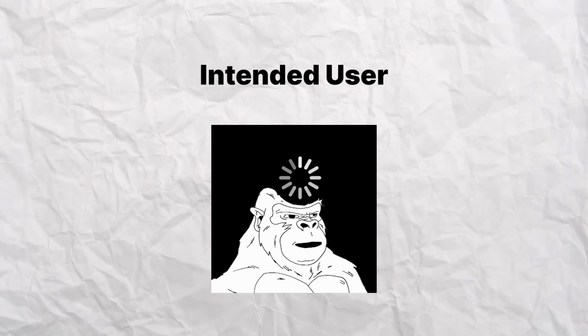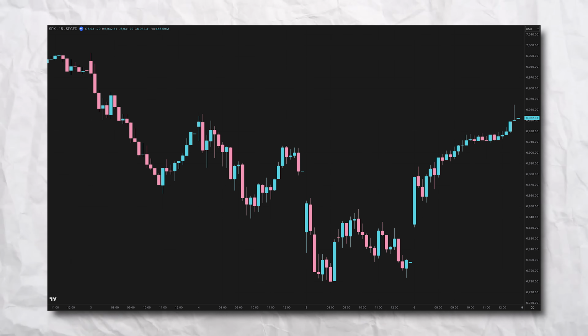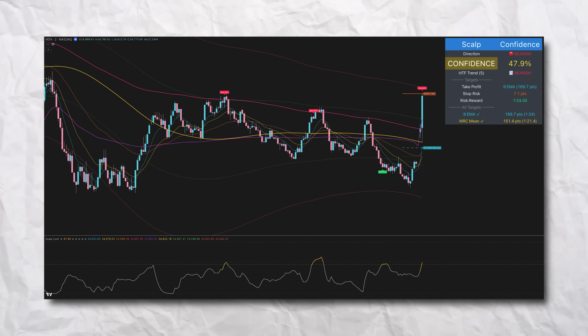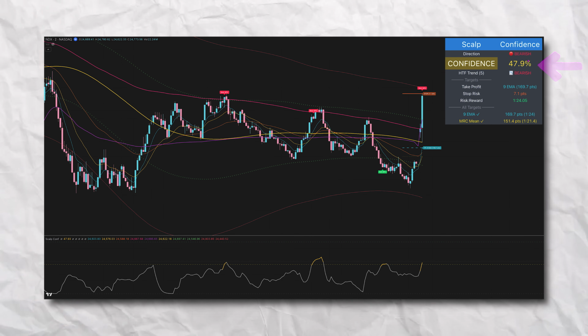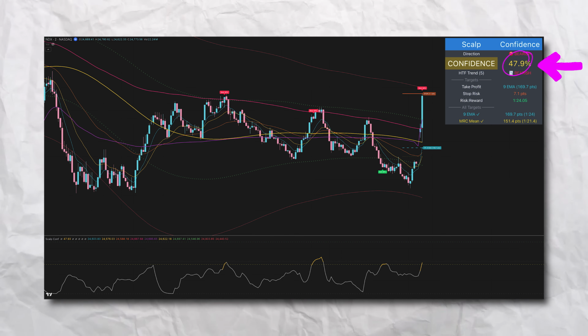So, who is this indicator for? Trading can definitely be a roller coaster sometimes. As of this recording, February 5th, 2026, markets have been especially unpredictable lately. But the Scalp Confidence Pro indicator is really ideal for chaotic environments like this because it produces a single reliable score and reduces your trading fatigue when you're looking at a crowded chart.